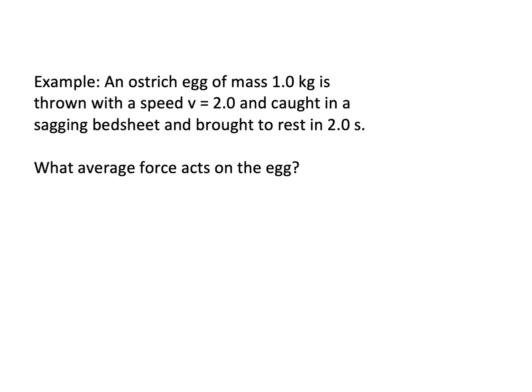Here's another example that we can look at. This time we're not calculating the impulse, we're actually going to calculate the force. And so the question says, an ostrich egg of mass 1.0 kilograms is thrown with a speed of 2, that should be 2 meters per second there. I left off the units. I apologize about that. That should be meters over seconds right there. And anyway, it's caught in a sagging bedsheet and brought to rest in 2 seconds. The question is, what average force acts on the egg?